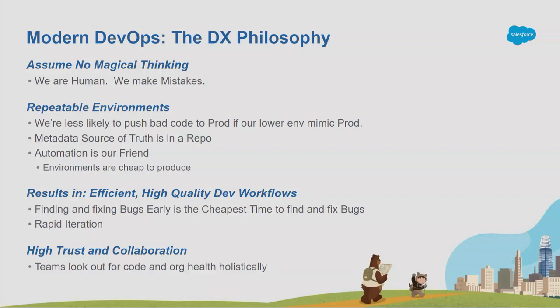And how do we get there? We make sure that our metadata is in a repo. The source of truth is not in a sandbox. The source of truth is not in production. The source of truth is in a repo. And that means that you're able to regenerate an environment over and over and over again with automation. Automation's our friend, so that you're able to recreate what production looks like in a very clean, repeatable way. This means that you're able to iterate really quickly because you are not fighting environmental differences. And so again, it results in really high quality work that's really efficient.